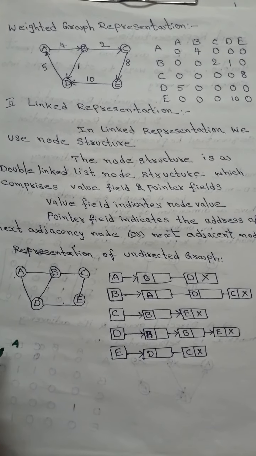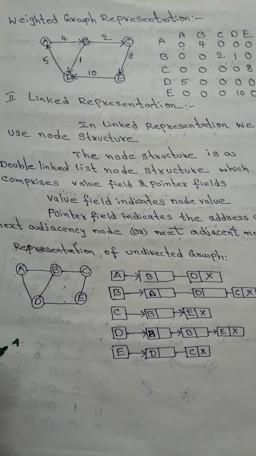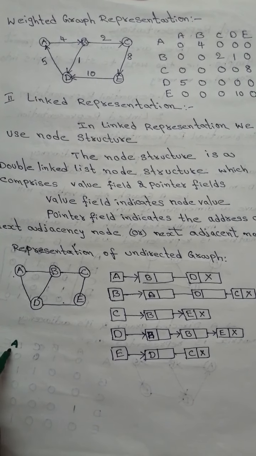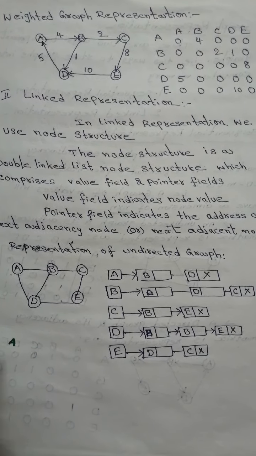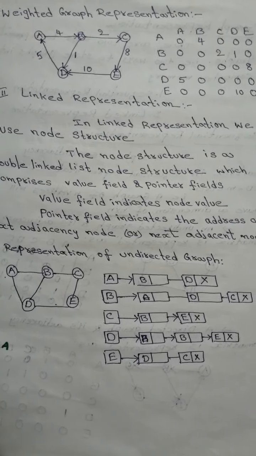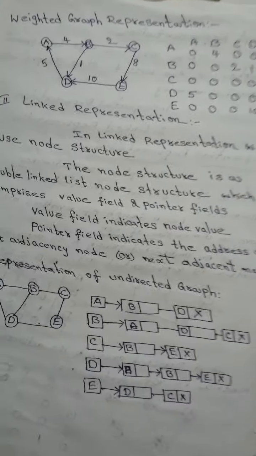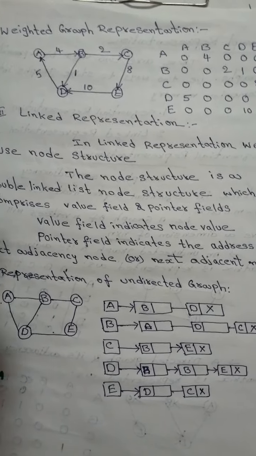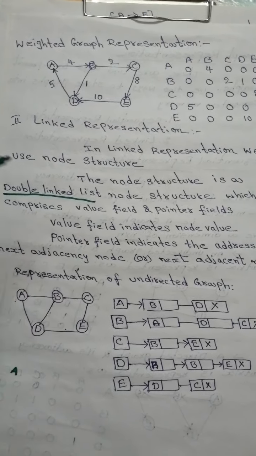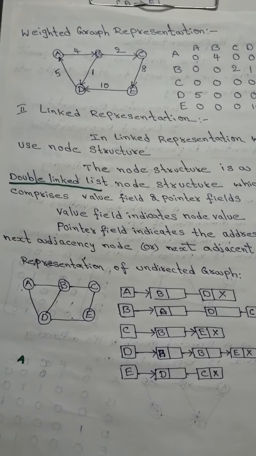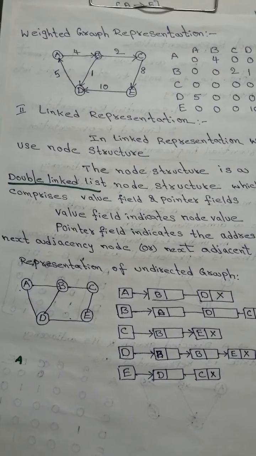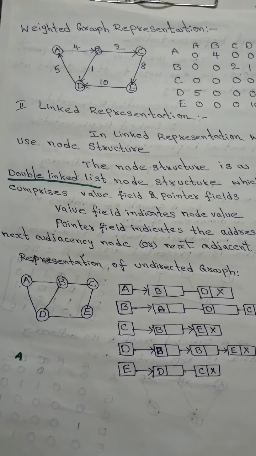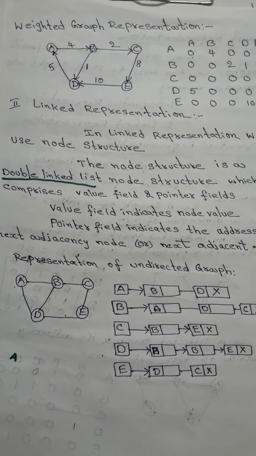What is the structure of a node, or what are the values that are to be stored in the node? It is the node value. Apart from the node value, its adjacency nodes or its adjacency node addresses. So the node structure we are using is a double linked list node structure, which will have three fields: data field, right link field, left link field. Now the data field is used to hold the node, and then the left link or right link is used to hold the next adjacency nodes.